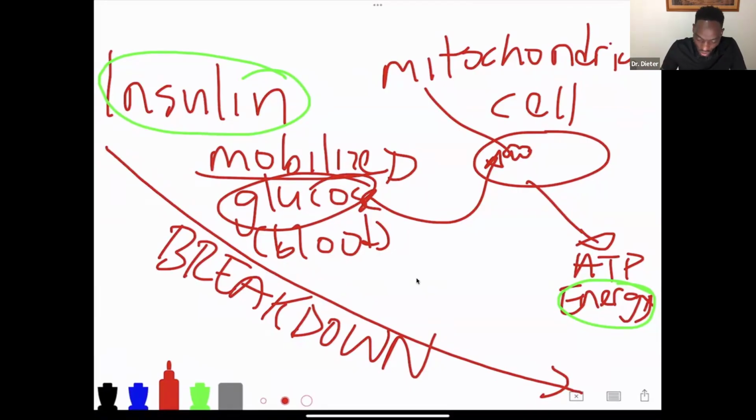So insulin resistance, the breakdown of insulin resistance, occurs two ways. The first way in which we develop insulin resistance is by what I call chronic or too much fat. Too much fat.